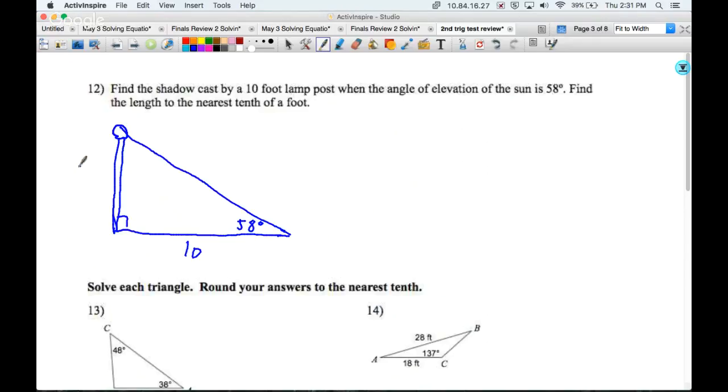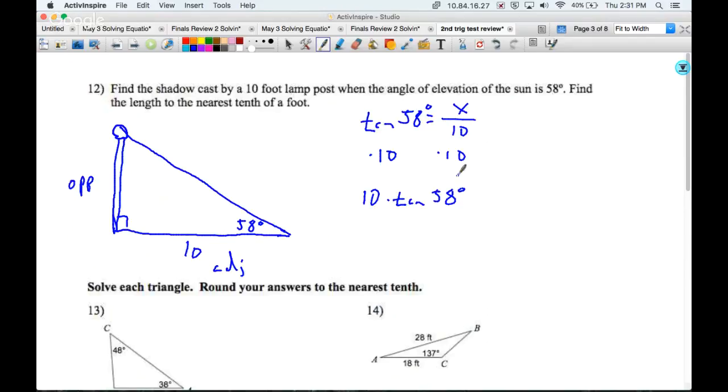So this is my opposite side. I have the adjacent side. The trig function that connects opposite and adjacent is tangent. So tangent of 58 is equal to x over 10. Multiply 10 to both sides. This one, make sure you're back into degree mode. 10 times the tangent of 58 degrees. Make sure you're in degree mode. I'm getting 16 feet, rounded to the nearest tenth of a foot.